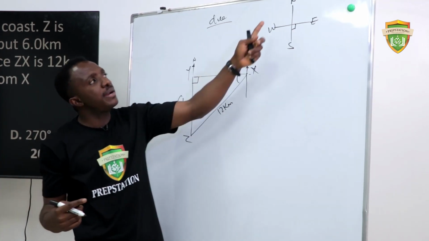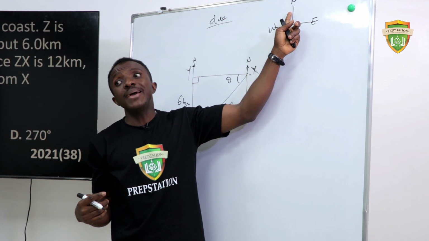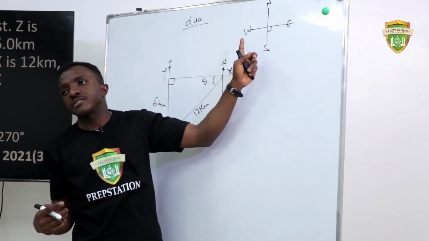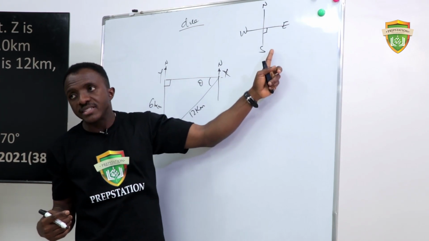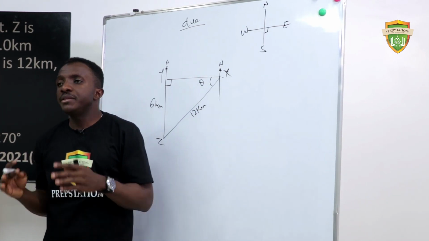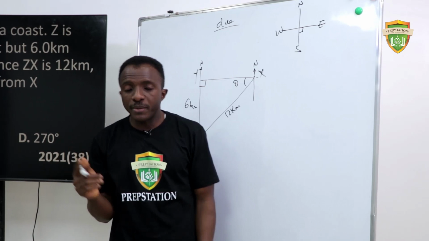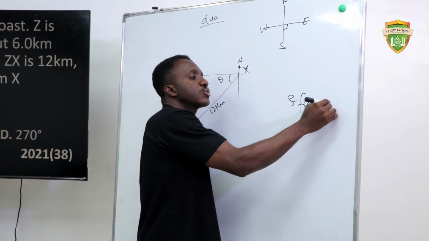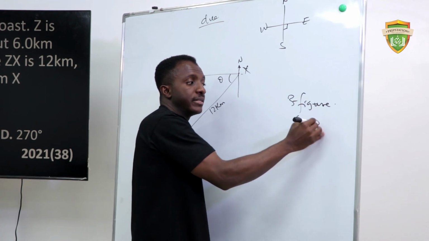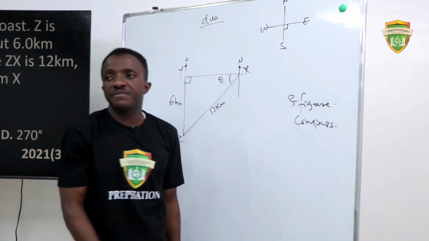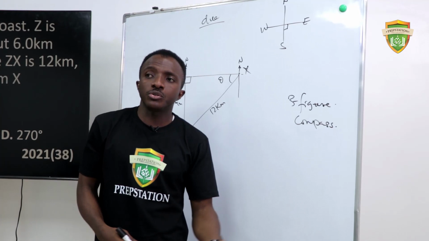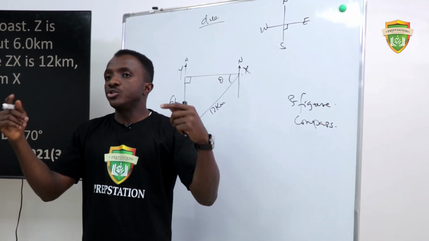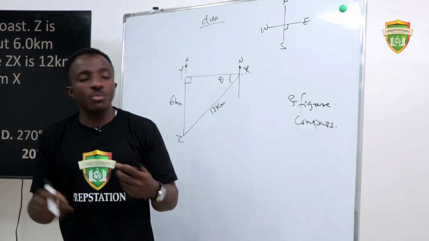Please note that bearing is measured from the north, from the north clockwise, if you're doing the three-figure bearings. There are two types of bearings. We have three-figure bearings, and we also have your compass bearing. Three-figure bearing does not specify the direction. It doesn't talk about the north, the east, the west, or the south. But the compass bearing talks about the direction, using the north, the east, the west, or the south.